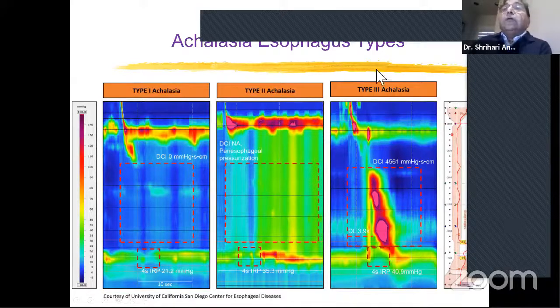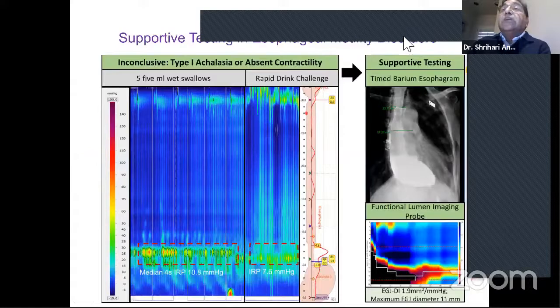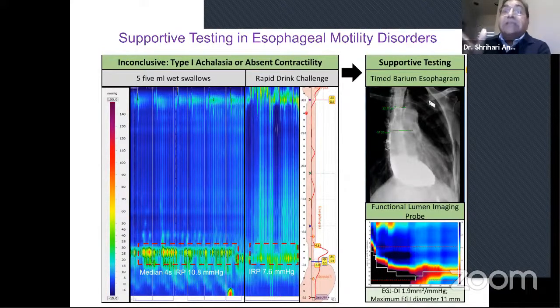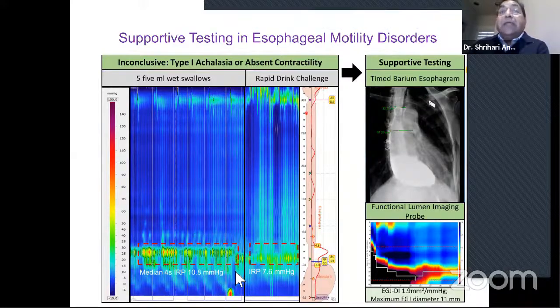One of the important things in this new Chicago classification that they have pointed out is that sometimes the findings may not be precisely what you expect. For example, this is one achalasia esophagus where the lower esophageal sphincter pressure is not high, and there is no pressurization in the esophagus, but the IRP doesn't meet the criteria of less than 15 or more than 15. The IRP here is 7.6. So the important thing is the supportive testing.